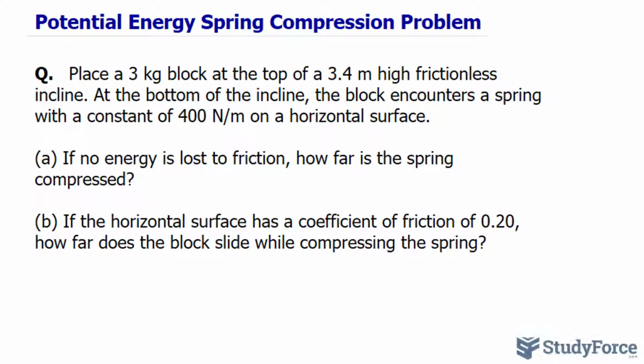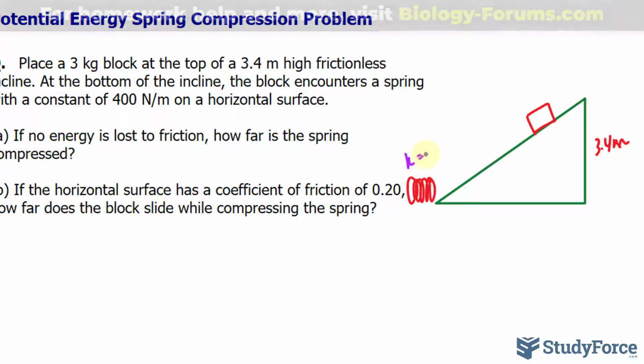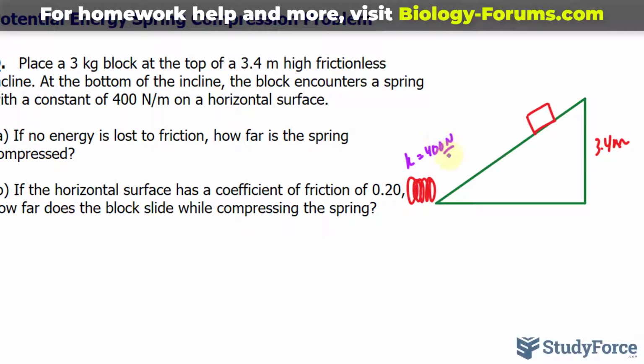And later we'll answer, if the horizontal surface has a coefficient of friction of 0.20, how far does the block slide while compressing the spring? With that being said, let's begin by making an illustration of what's happening. Let's say our mass is on this inclined plane, and our mass is represented by this rectangle. The height here is 3.4 meters, and there's a spring at the very end that has a constant equal to 400 newtons per meter.